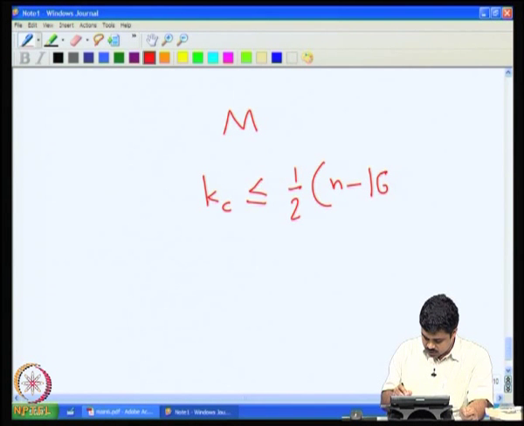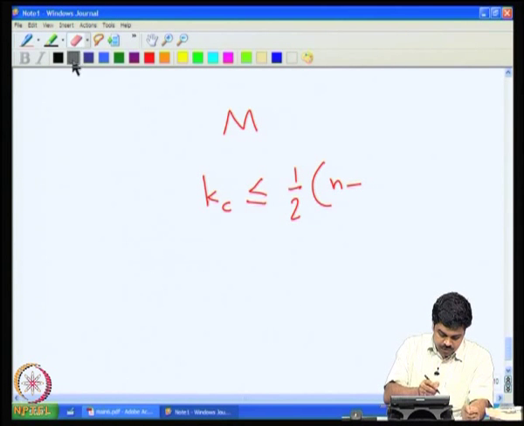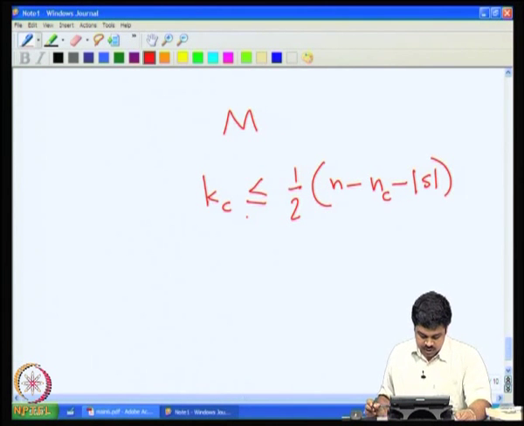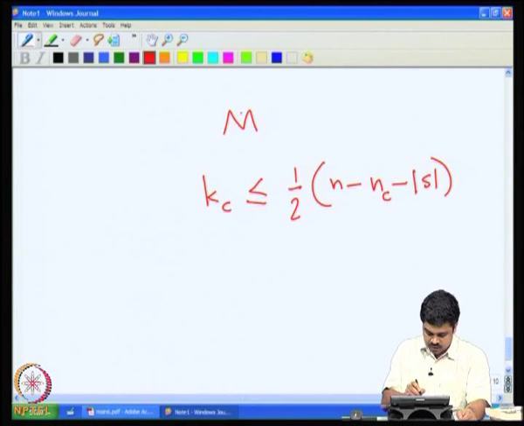I will use a notation for that. The total number of components can be taken as NC, and it is half of N minus NC minus cardinality of S. This is the biggest number of edges you can get of the type KC for a given matching.